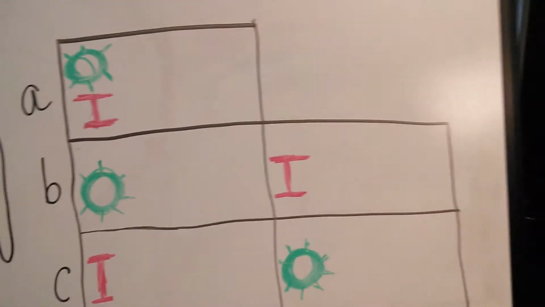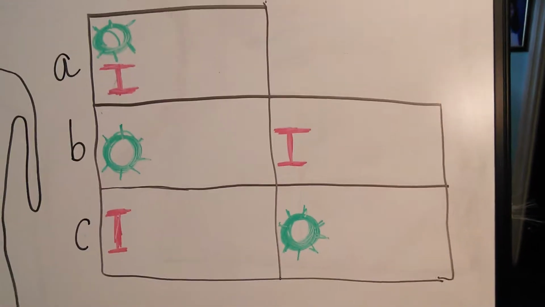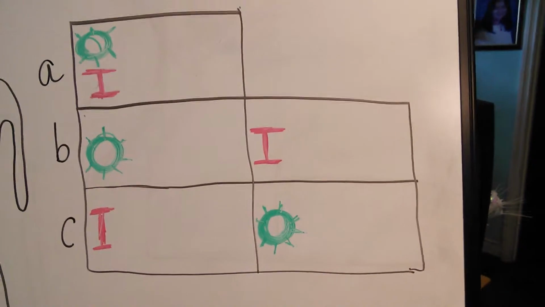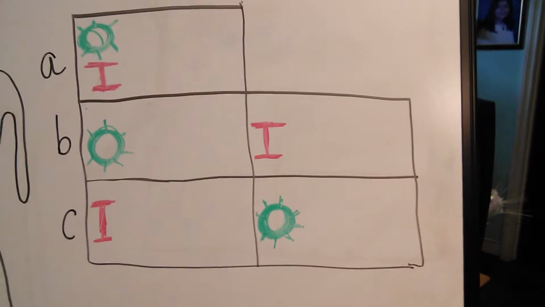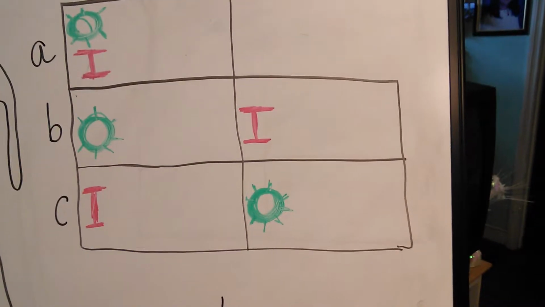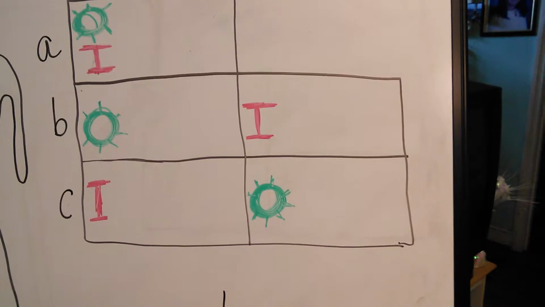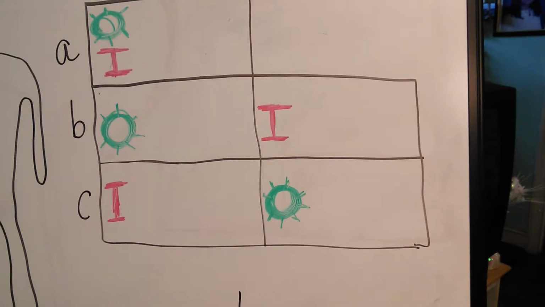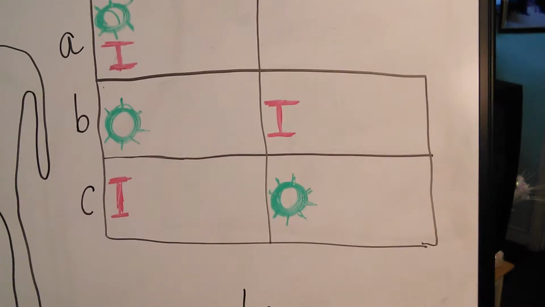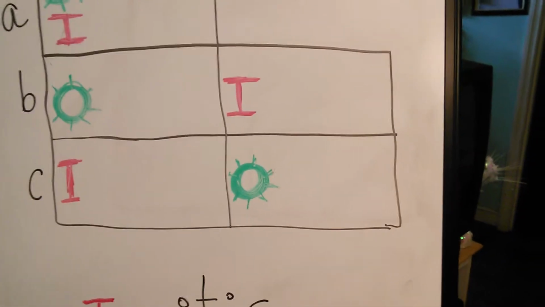Which one is first the virus and then the infection? Is it A, B, or C? First the virus, then the infection. Oh, B. B, right? So we write it there.